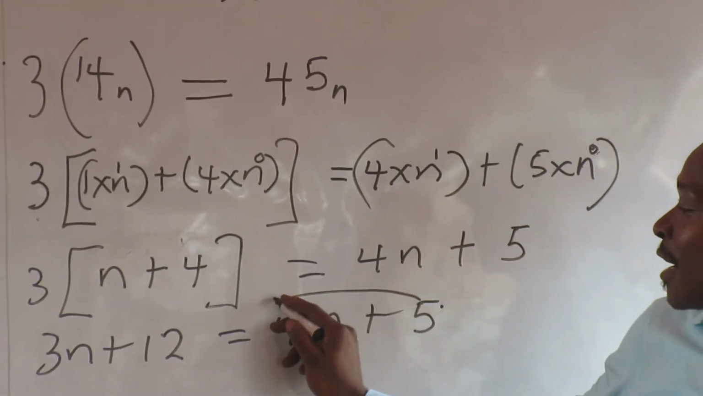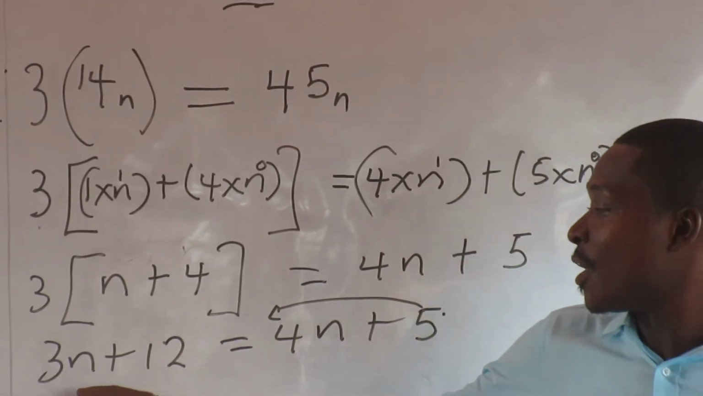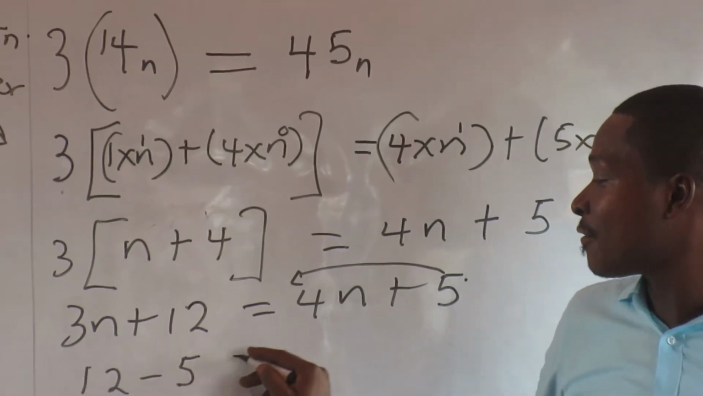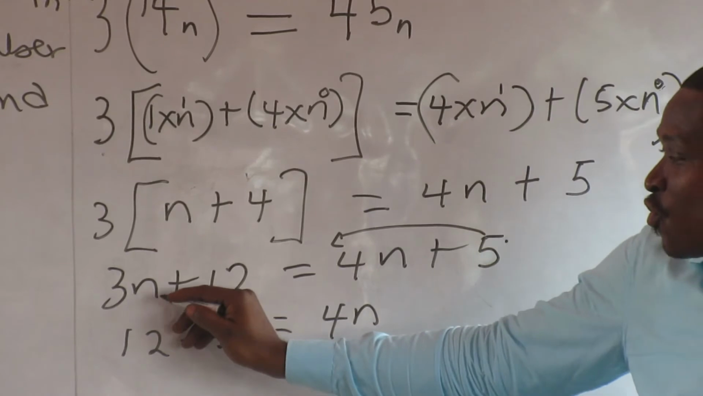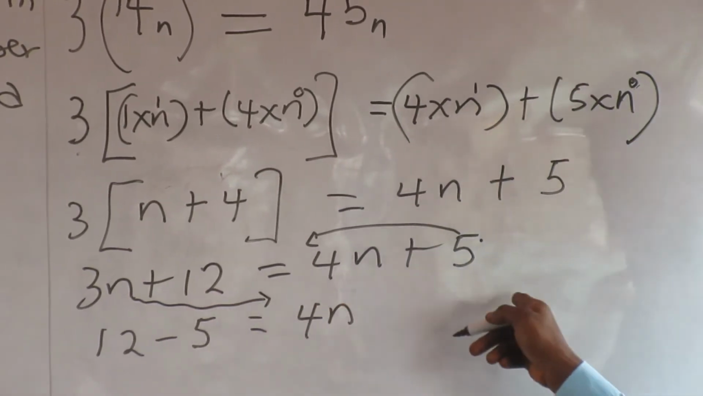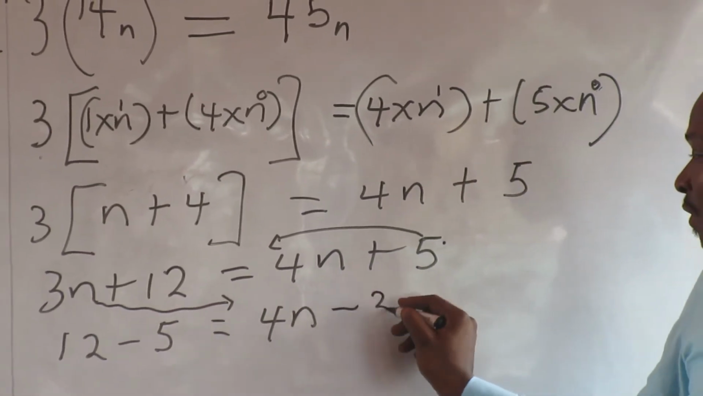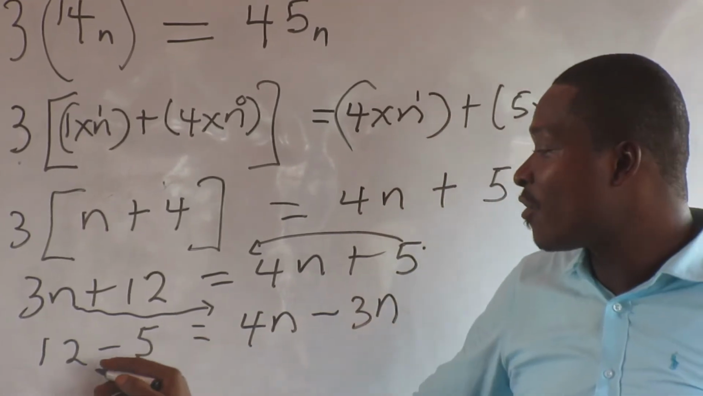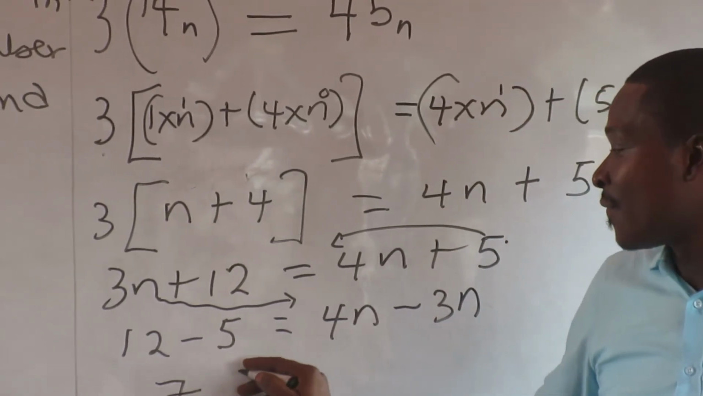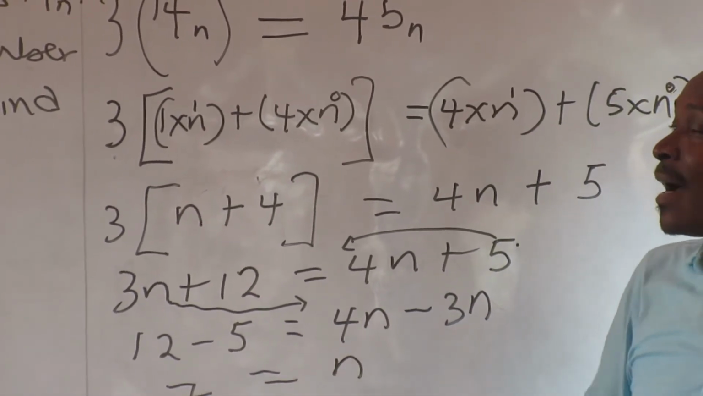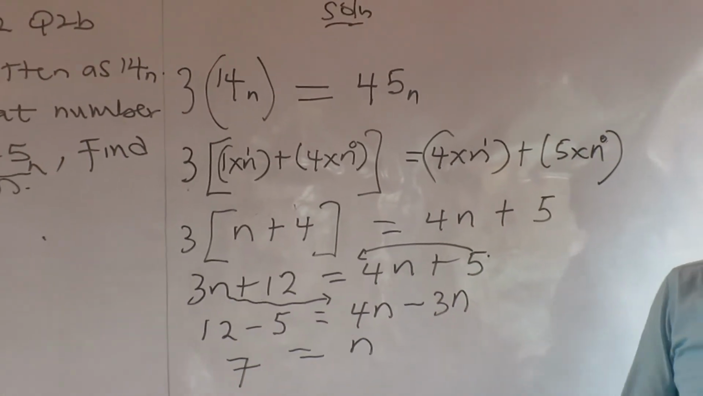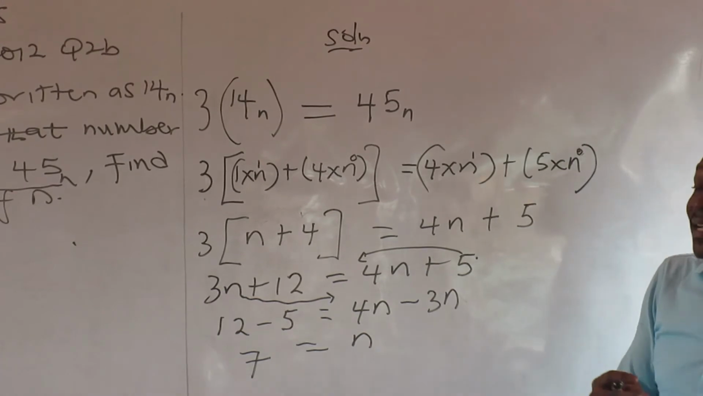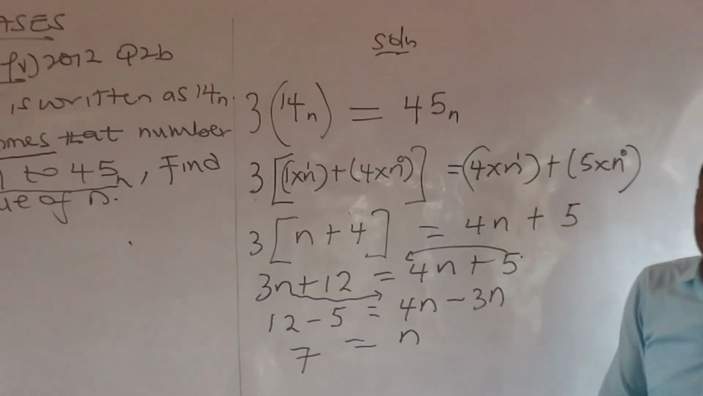Now, this 5 can go there. So I'm going to get 12 minus 5. Now that is 4n. It was already here. Now you are leaving to join him there. It becomes 3n. Now 12 minus 5, I'll get 7. And this is what? N. The answer is 7. So there is a last question on equations involving number bases.